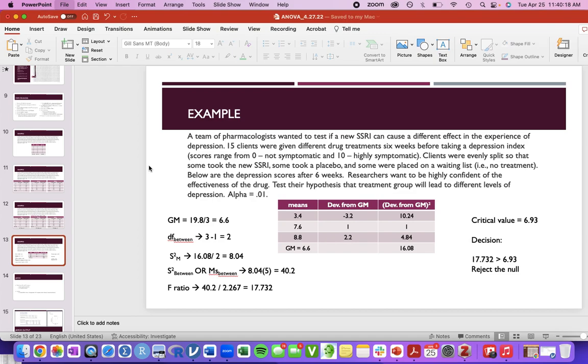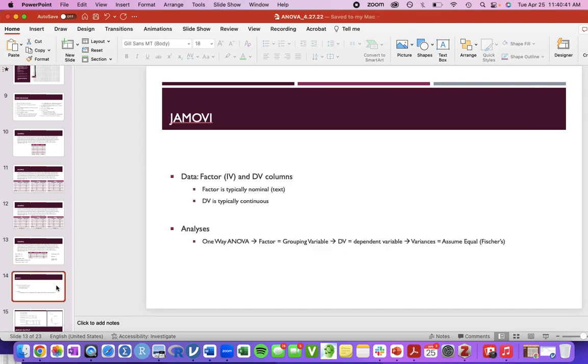Okay, so that is how we calculate an ANOVA. Remember that we learned that there is a significant difference somewhere in here, but we don't know where that difference is. I don't know if it's the SSRI group that's different than the placebo, or the SSRI group that's different from the wait list, etc. So that's what we've learned. Now I'm going to pause here, and I'm going to show you how to do this on Jamovi.